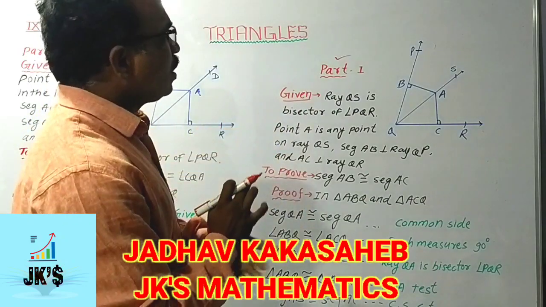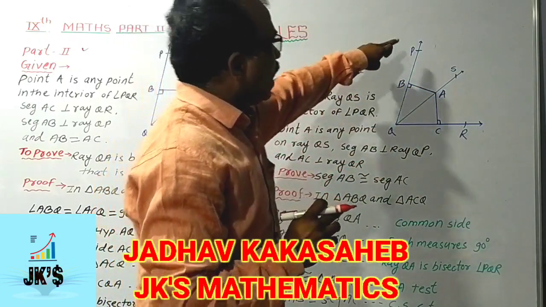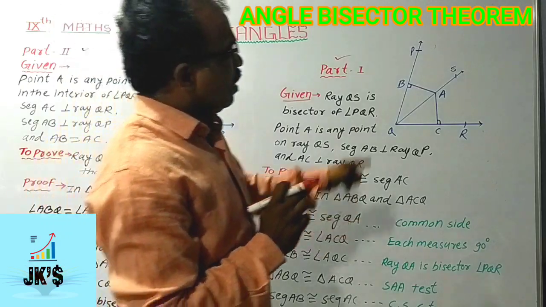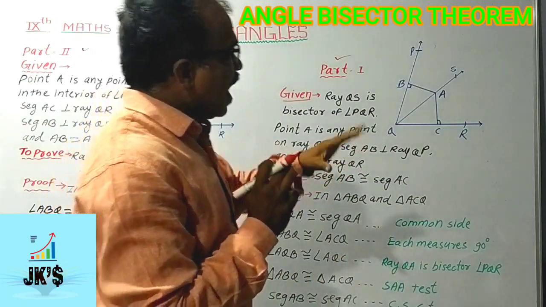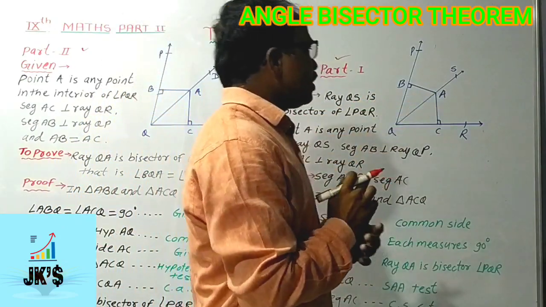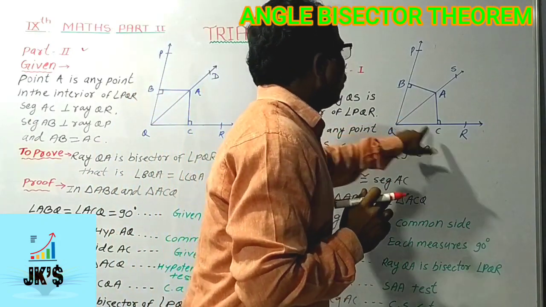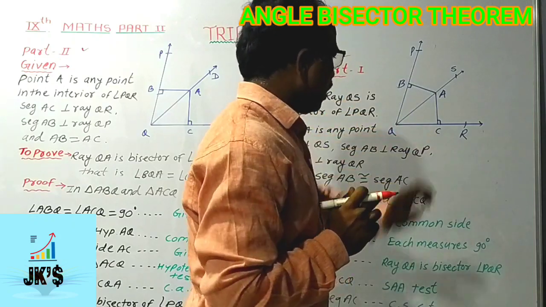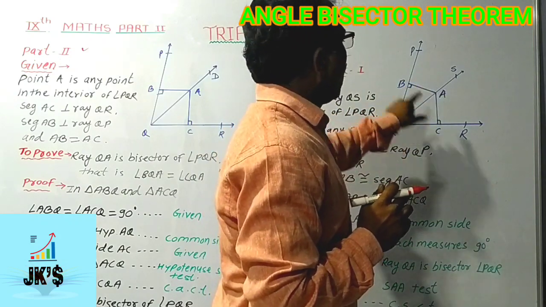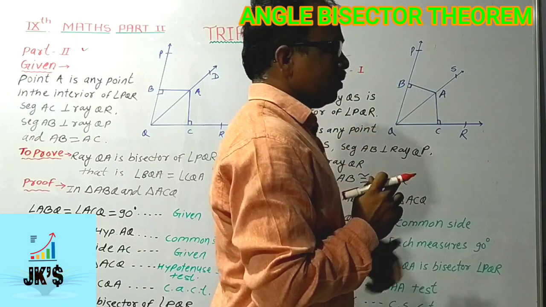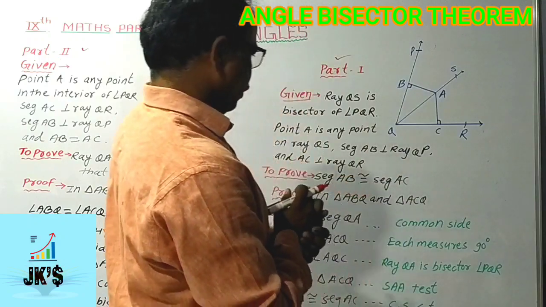Okay? It means that it is given that ray QS is a bisector of the angle PQR and a point A is on the angle bisector. Then we have to prove that A is equidistant from the sides of the angle PQR. So the distance of point A from the two sides is equal, which means we have to prove AC equals AB.